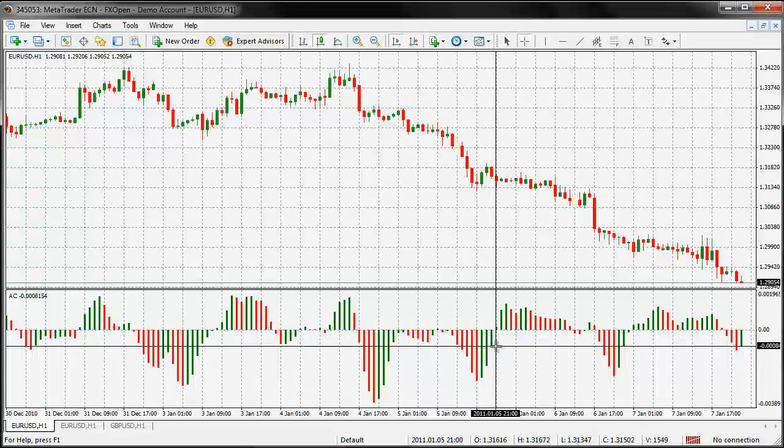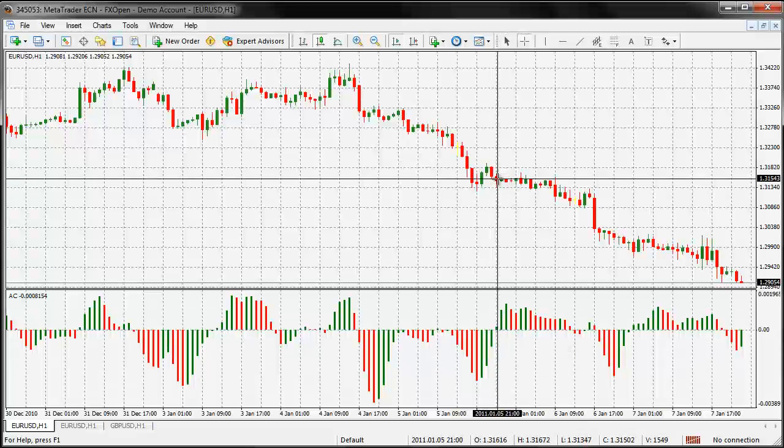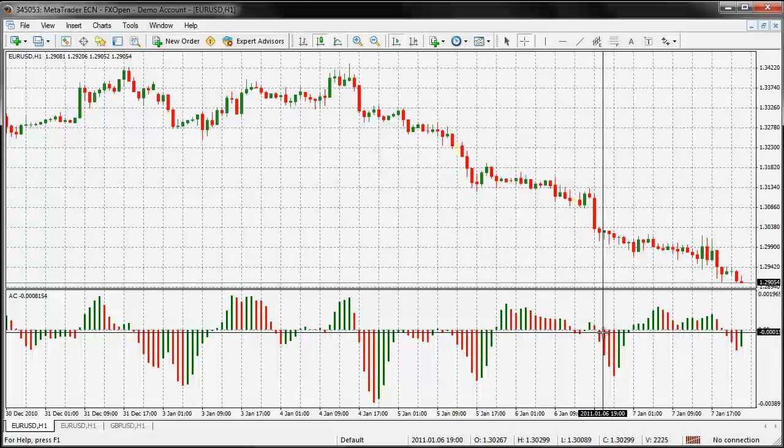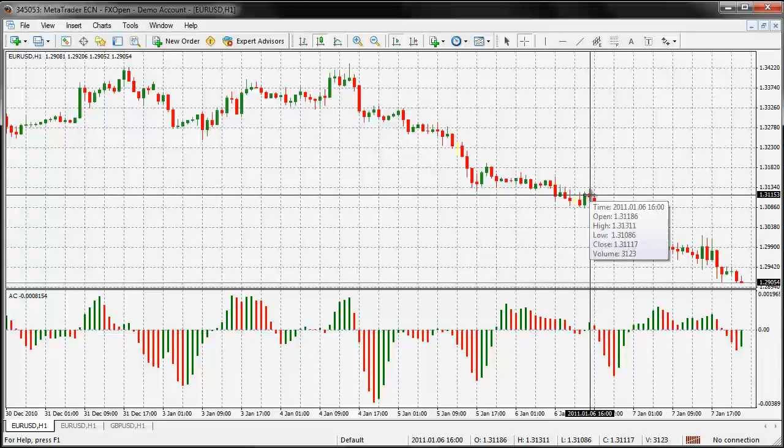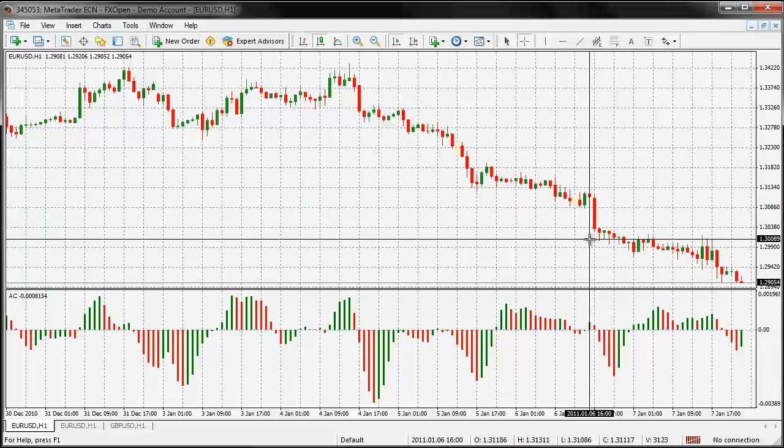Let's take a look at this green bar. This green bar actually hovers over a red candle, so that wouldn't be a trade. Let's take a look at this green bar. This green bar sits on a red candle, so that's going to be no good.